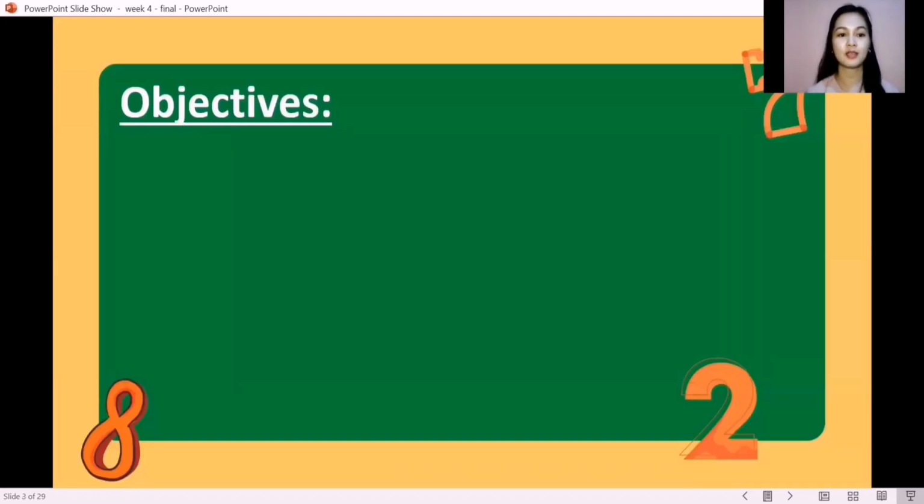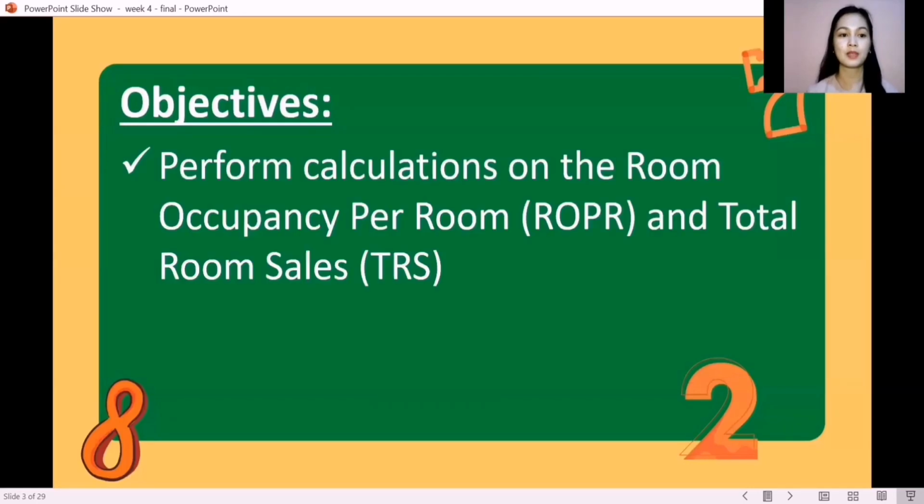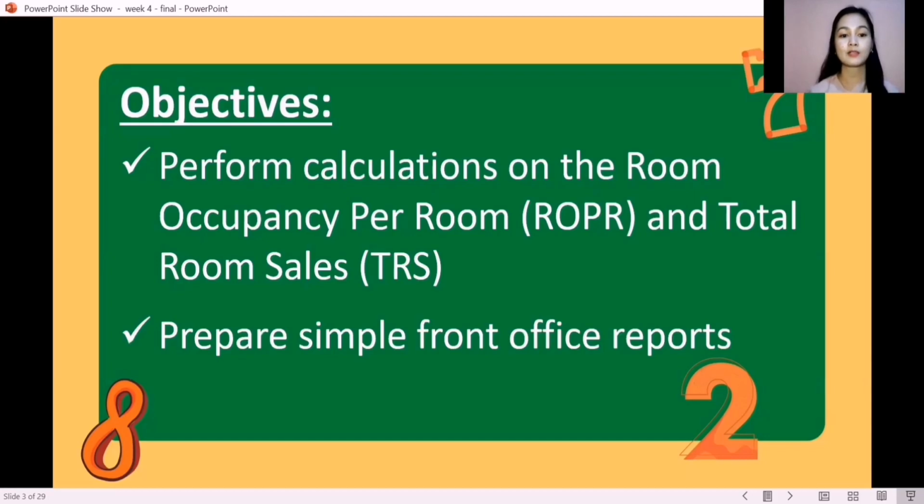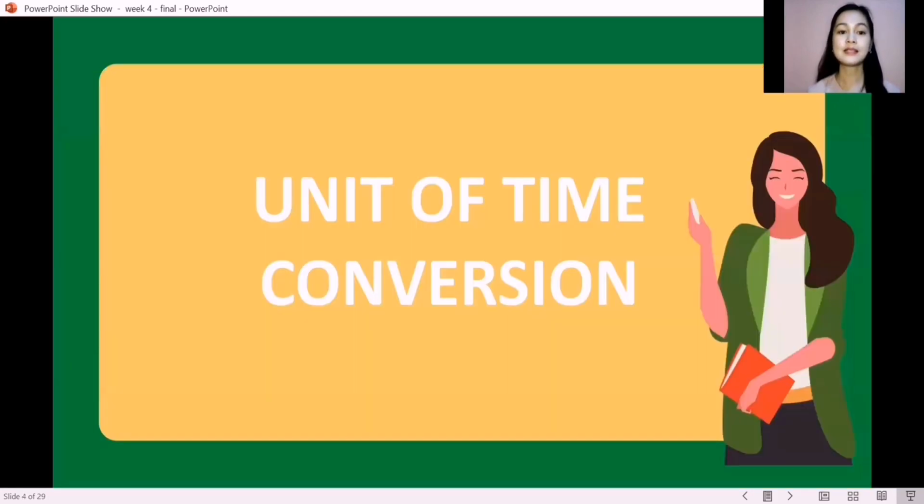Our learning objectives. At the end of the lesson, you are expected to perform calculations on the room occupancy per room, or the ROPR, and total room sales, or the TRS, as well as prepare simple front office reports. So let us now begin with the unit of time conversion.